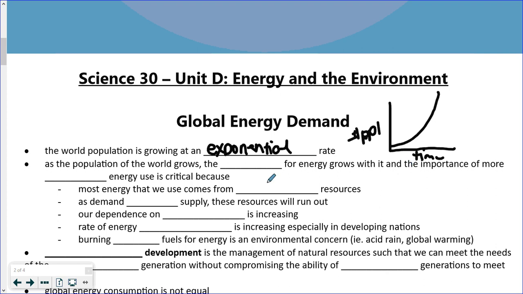We know that as the population of the world grows, the demand for energy grows with it. So as there are more people, there is a higher demand for energy. And with that, if we need more energy, we need to have more efficient energy use. So we need to be getting basically more bang for our buck, more energy at a lower cost, since the demand is going up. So right now, most energy that we use comes from non-renewable resources.